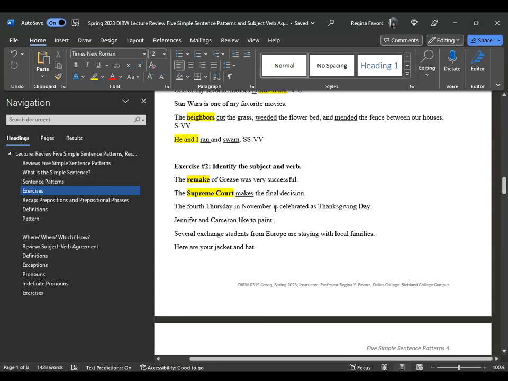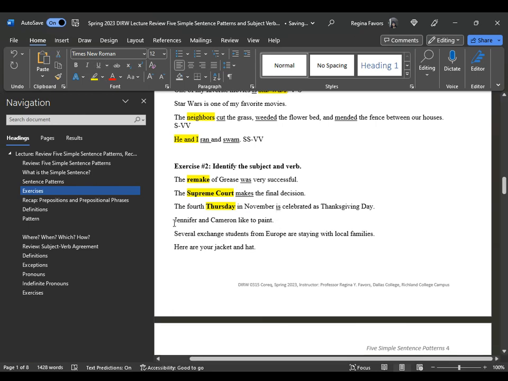The fourth Thursday in November is celebrated as Thanksgiving Day. And so sometimes there is a tendency to want to think that the subject is, say, Thanksgiving Day or November, right? But the subject of the sentence is actually Thursday. Thursday is your subject, okay? And then, of course, in November would be the prepositional phrase, so ignore it when you are trying to determine how to conjugate the verb. So is considered your verb here.